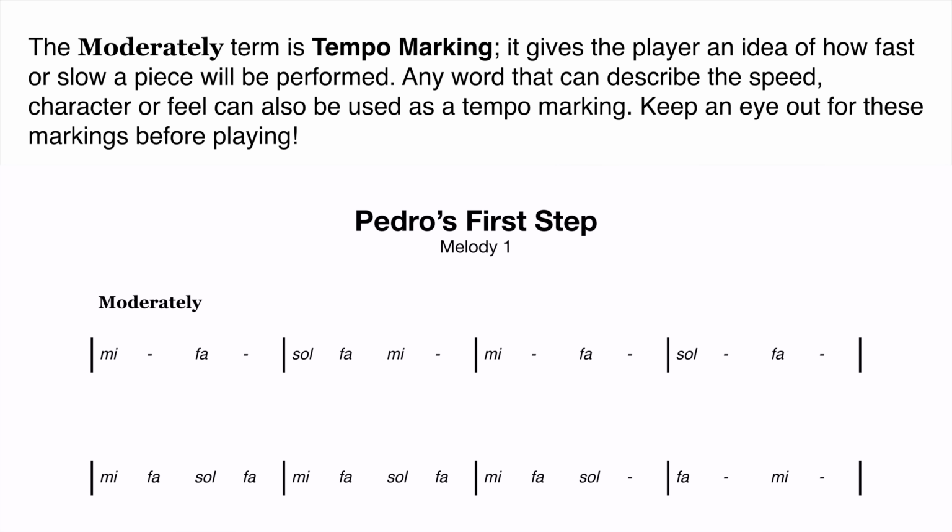The term moderately is a tempo marking. It gives the player an idea of how fast or slow a piece will be performed. Any word that can describe the speed, character, or feel can also be used as a tempo marking. Keep an eye out for these markings before playing.